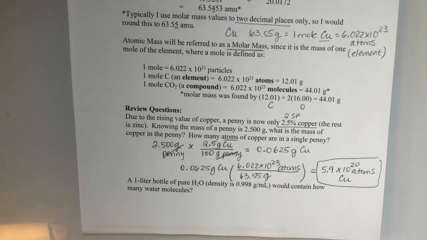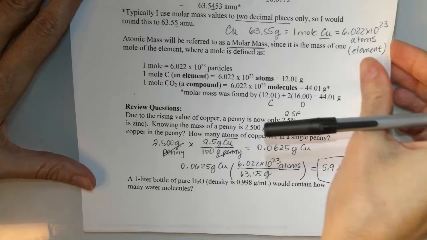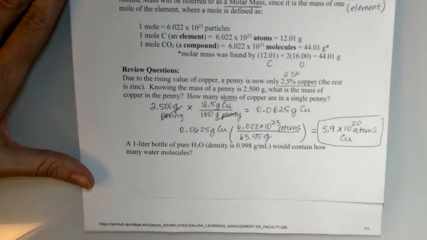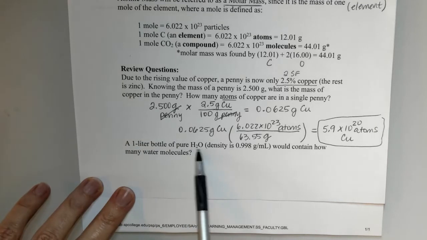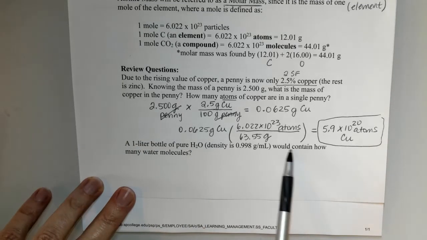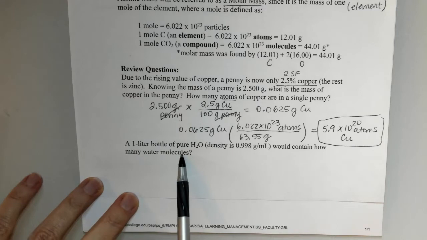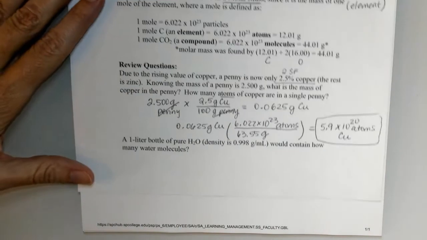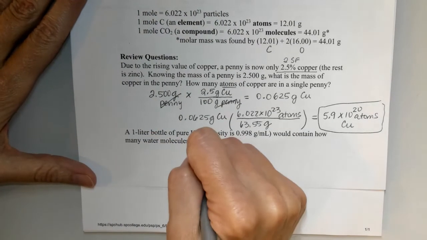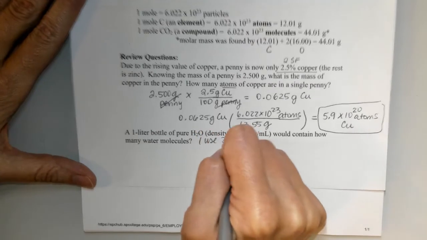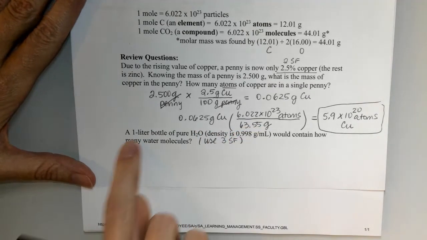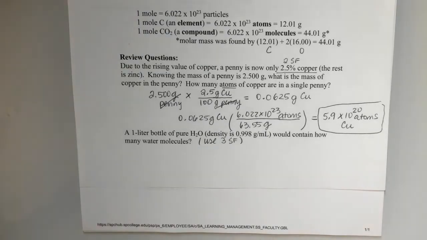All right, then the last question here, looking at molecules. And again, there will be more of this in chapter 3. It says we have a 1 liter bottle of pure water, density is given, and we want to know how many water molecules would be in that sample. So I'm going to go ahead and put a little note here. Let's use 3 significant figures. Otherwise, the 1 liter just looks like 1 sig fig, so I would put a note here, do 3 sig figs.